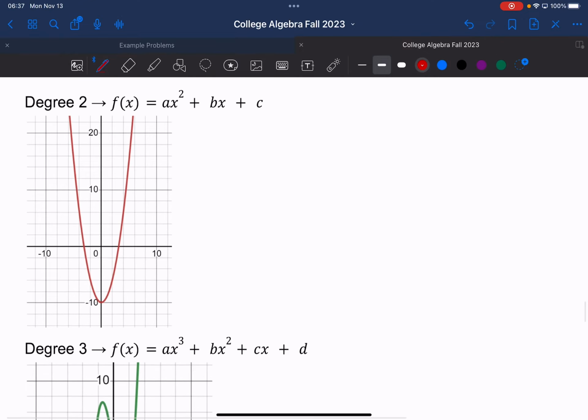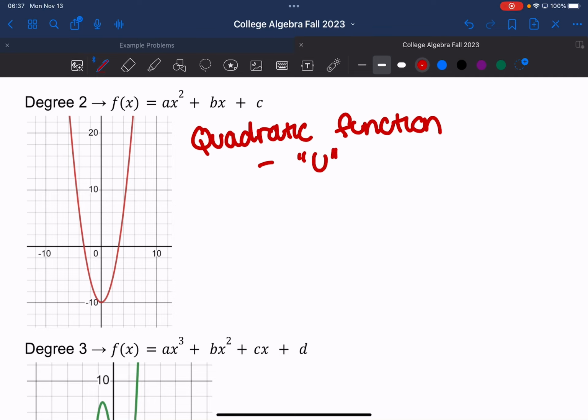What type of function is this graph? Quadratic. So this is a quadratic function. We know that from the U shape. Remember that U shape could be facing towards the top, or it could be facing towards the bottom. So looking at this quadratic function, what's the largest exponent we see? Square. That's squared, so that means our degree is 2.